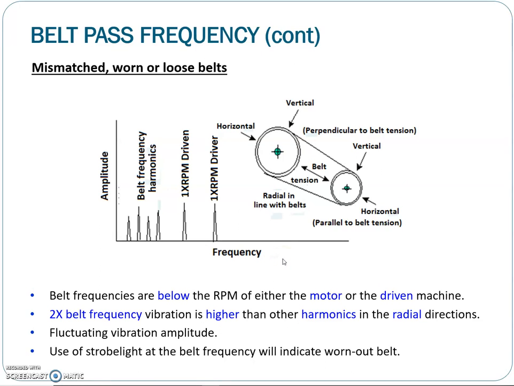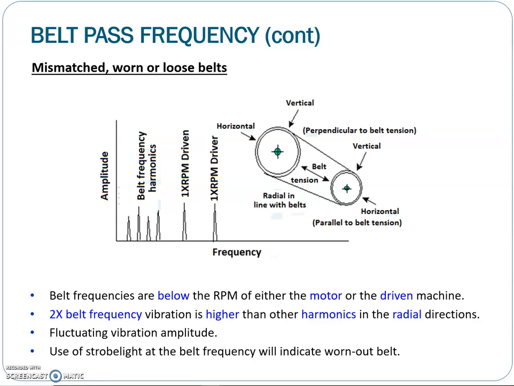It happens that this belt frequency usually falls below the 1 time RPM of either the motor or driver or the driven machines. When there are cases like mismatched, worn, or loose belts, usually the 1 time belt pass frequency and its harmonics are visible in the spectrums, especially in the radial directions, either vertical or horizontal, whereby the 2 times belt pass frequency is usually the most dominant. The vibration amplitude in this case is usually fluctuating.